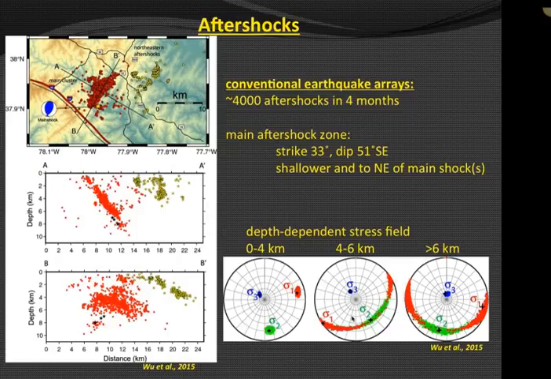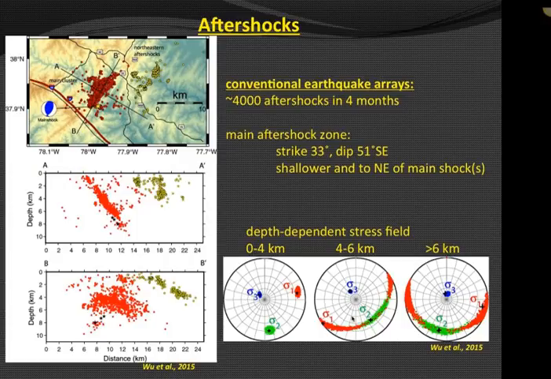The aftershock zone, similar to the focal mechanism of the main shock, strikes north-northeast with a fairly steep dip, 51 degrees. And probably a more interesting feature here is that almost all of the aftershocks, the black dots in those figures, are shallower than and to the northeast of the main shock, which has 3 sub-events.